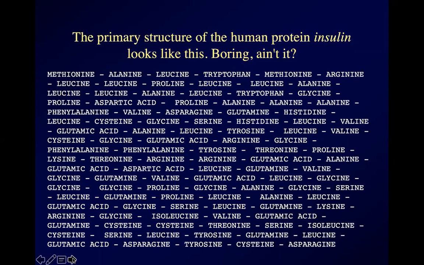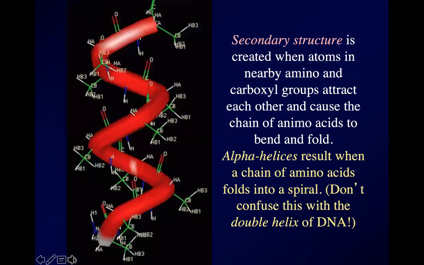There. So that is primary structure. Secondary structure: certain atoms in amino acids that are close to each other in that chain tend to attract each other, and they make the chain bend and fold. So when particular atoms that are near each other in the chain attract each other, then portions of that chain, local areas of that chain, begin to fold up or twist up.